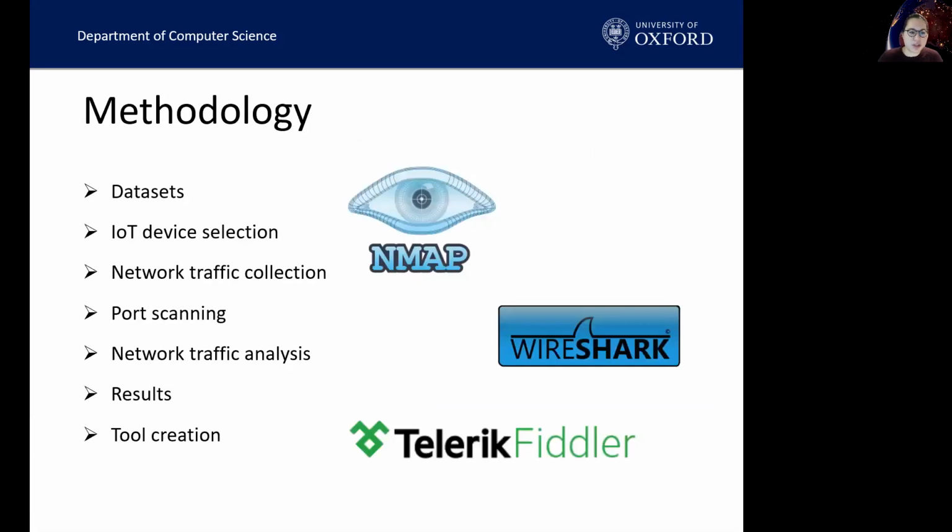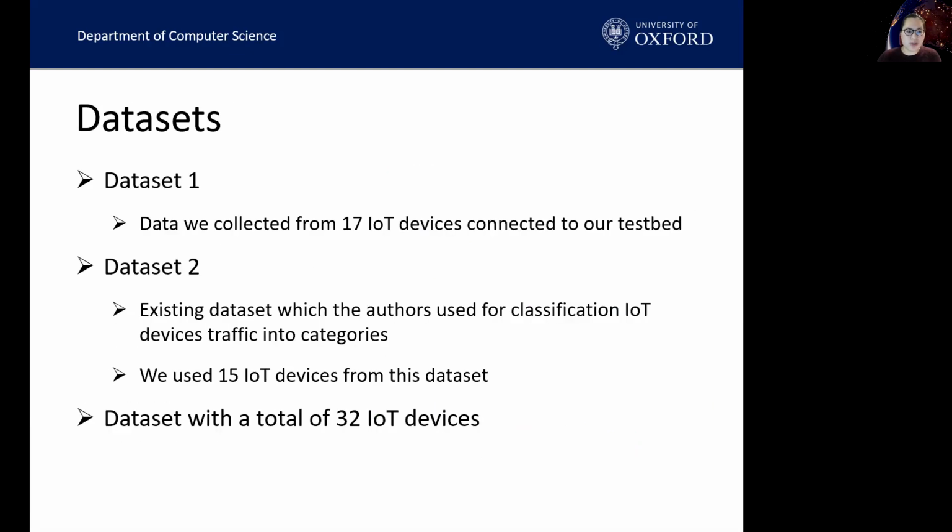So we now give a detailed breakdown of our methodology. For experiments, we use network traffic obtained from 2 sources for our data sets. Dataset 1 is network traffic collected from 17 IoT devices connected to our testbed. Dataset 2 was an existing dataset created by previous research where the authors used their dataset to classify IoT devices' traffic into various categories using machine learning, so whether this was a light bulb or a home assistant. They collected traffic from 28 IoT devices, such as cameras, switches, and hubs.